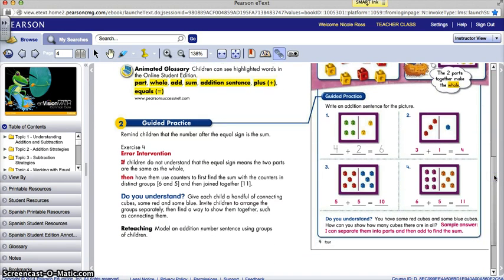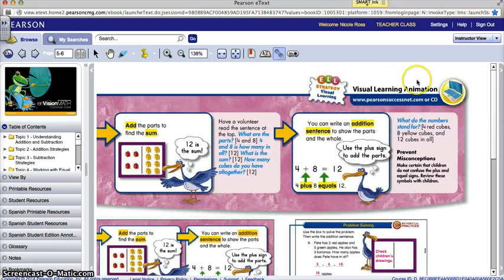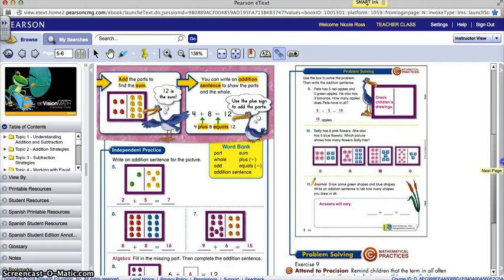Again, the Pearson's has made it to where if you go step by step, it shows you how to teach this lesson. After you've completed a guided practice and kind of do teacher observation to check for your student learning, you would go to the next page, which is individual practice or independent practice.